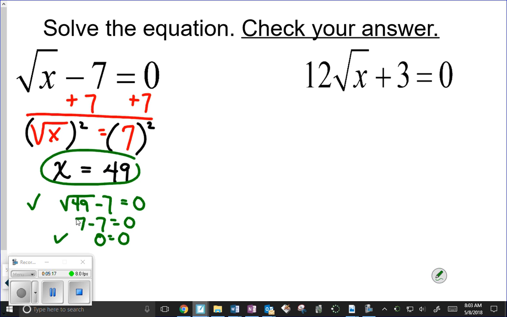All right, the next one. What Klingon do you want to get rid of first? The 3? Let's get rid of the 3.